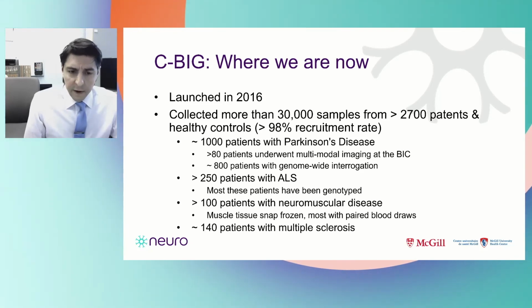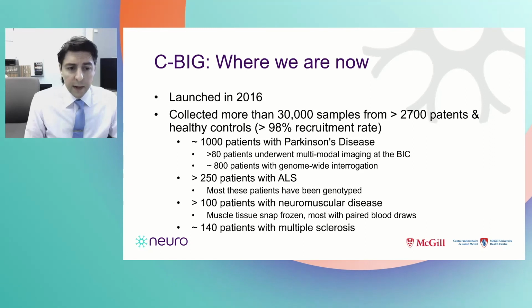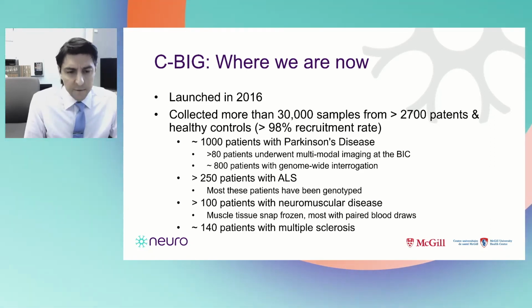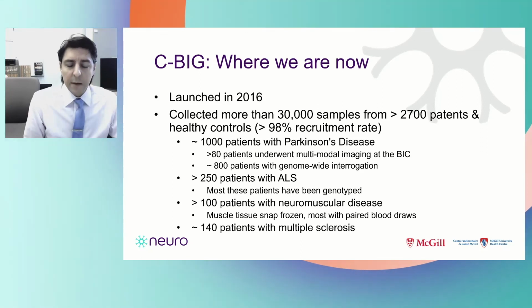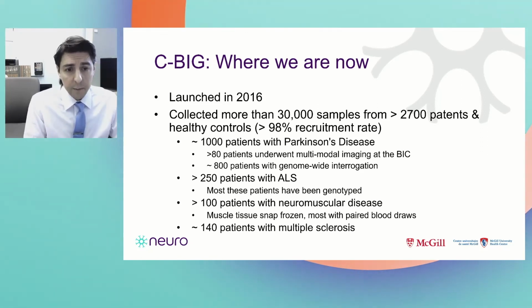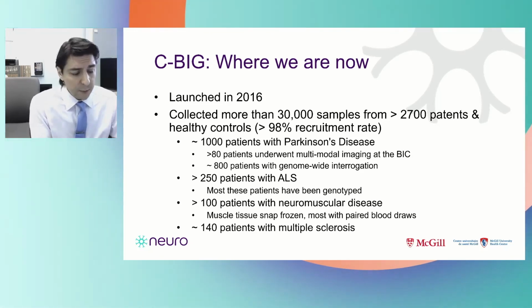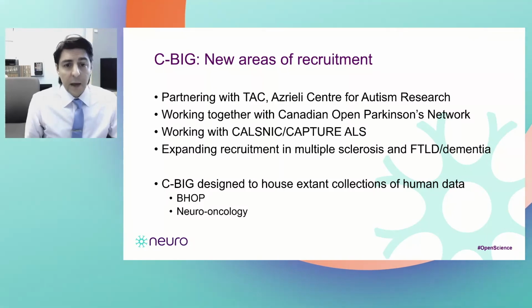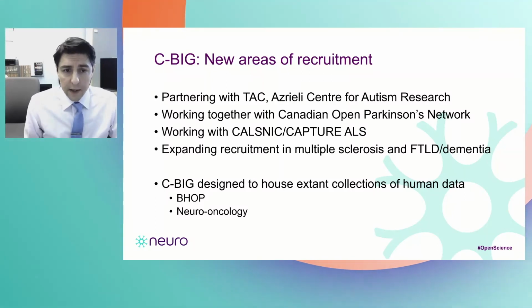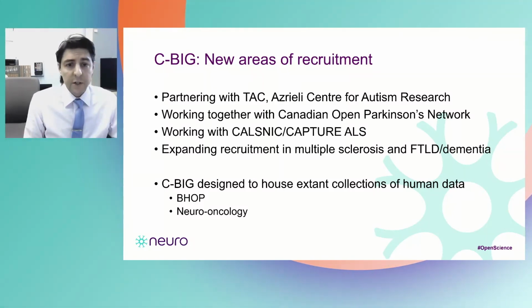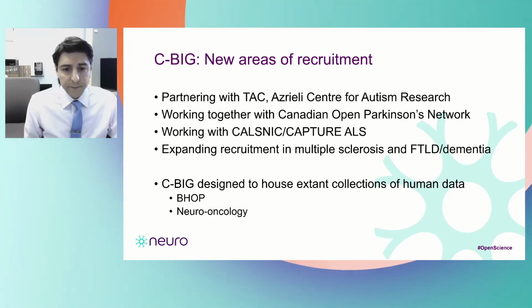Muscle biopsies are a fairly uncommon procedure, and we do a lot of them here at the Neuro. So we have a growing collection of human muscle tissue, which has been very carefully handled and snap frozen. And most of these muscle biopsies have paired blood draws to allow us to study neuromuscular disease. We also have a growing collection of patients with multiple sclerosis, and we're expanding into other areas, including autism and intellectual disability, frontotemporal lobar dementia.